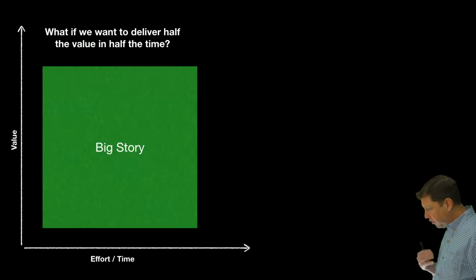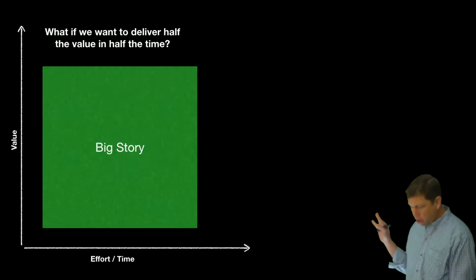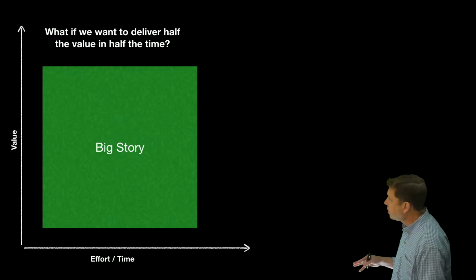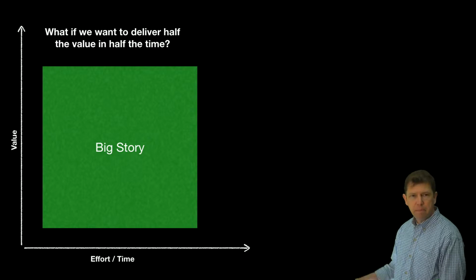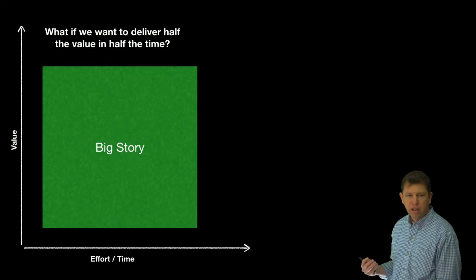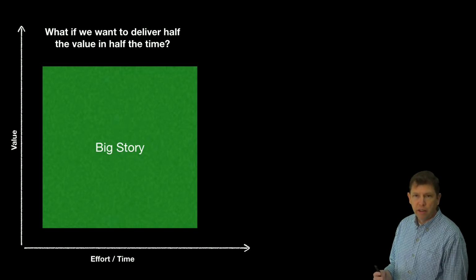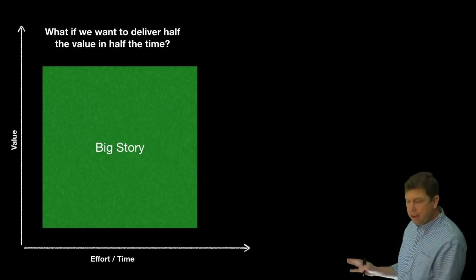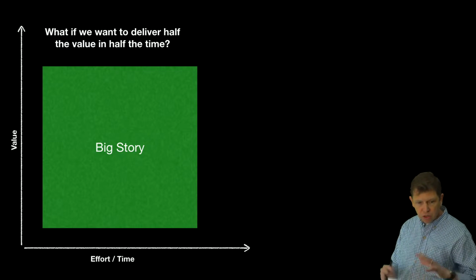Okay, so let's visualize this. And I will tell you this, what we're going to go through right here was very eye-opening to me when I really sat down and wrote this out. So let's assume that the value is the up and down axis, and the time and effort is the right and left. So in this, we've got a big story, and it will deliver a lot of value. You know, that much value is going to be delivered by this story. But it is also going to take a lot of time. So we've got both of those things here.